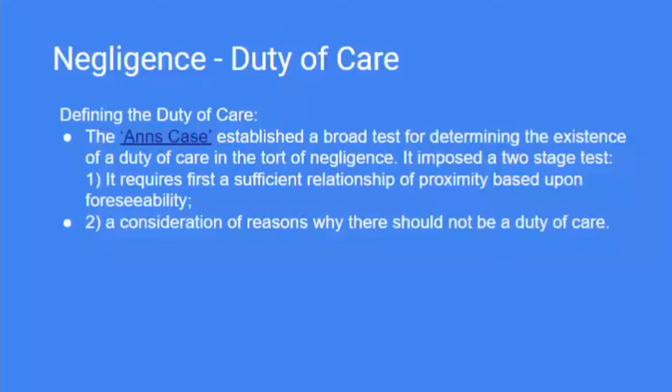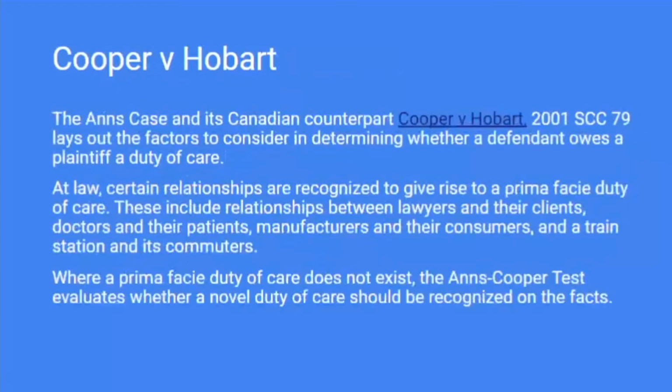So the Anns case was really important. In Canada, in 2001, there was a similar case called Cooper versus Hobart. And this was a real estate or some sort of a dealing going on with regards to a mortgage. Someone was trying to get a mortgage. Cooper advanced money to the mortgager, and basically he lost his money. And the question was, should the person who was handling the mortgage be responsible for negligence or for losing the money?